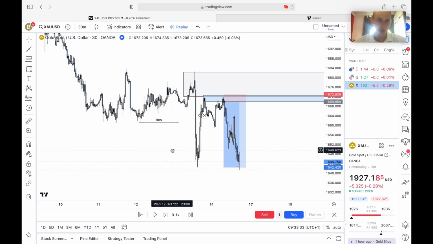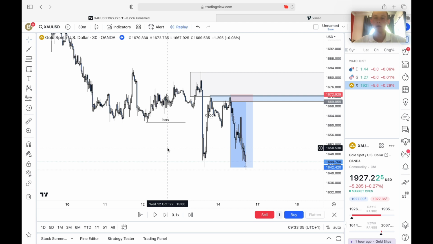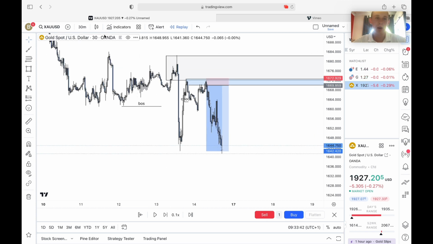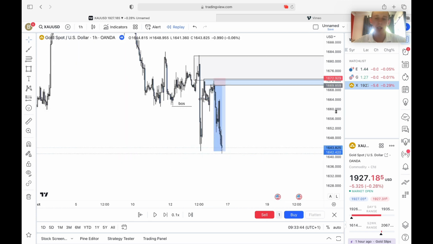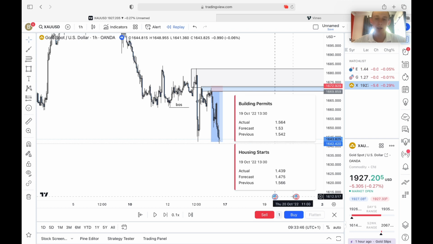Very simple. It happens all the time on gold. If you guys want to backtest this strategy, go ahead. You will find that it happens very, very often. On TradingView as well, if you are on bar replay, you can still see the big news events down here.